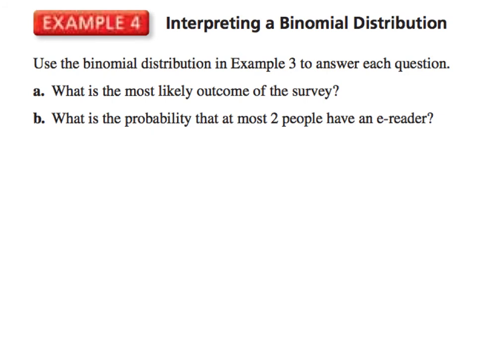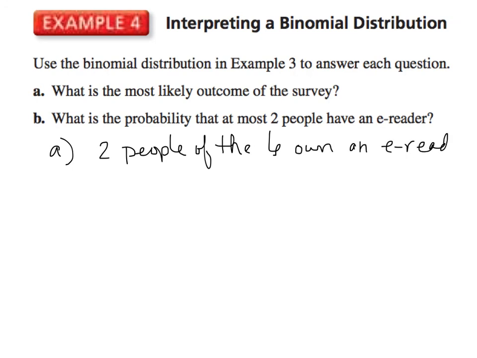Well, we're going to use the binomial distribution in example 3 to answer each question. So what is the most likely outcome? Well, the most likely outcome, the probability, as you can see, is over 30%, would be 2 people of the 6 surveyed own an e-reader. B, what is the probability that at most 2 people have an e-reader?